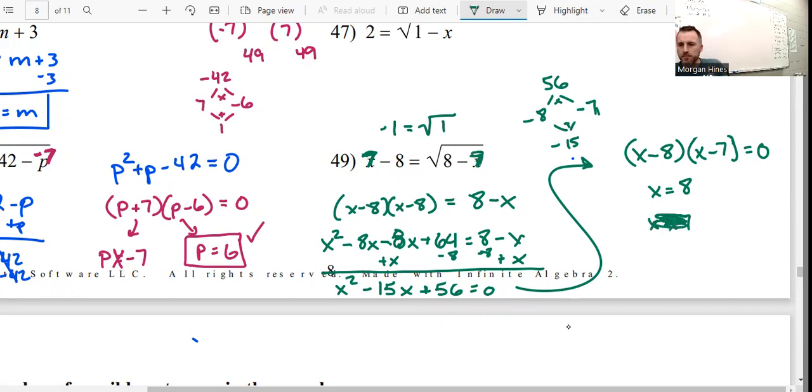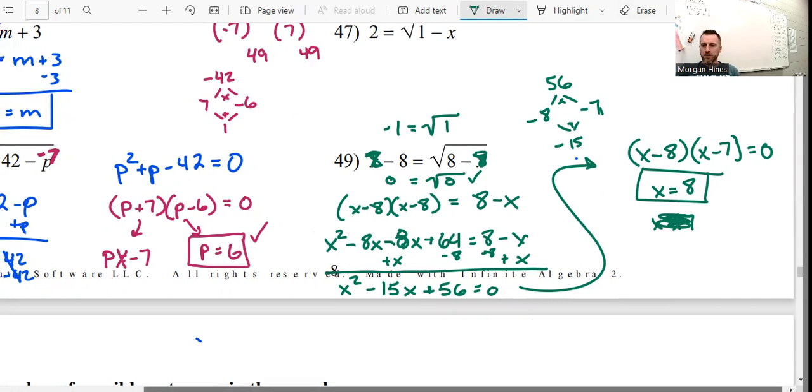What about 8? That would say 8 minus 8 is 0 equals the square root of 0. Well, that's true. 0 is the square root of 0. So x equals 8 is a solution. 7 is an extraneous solution.